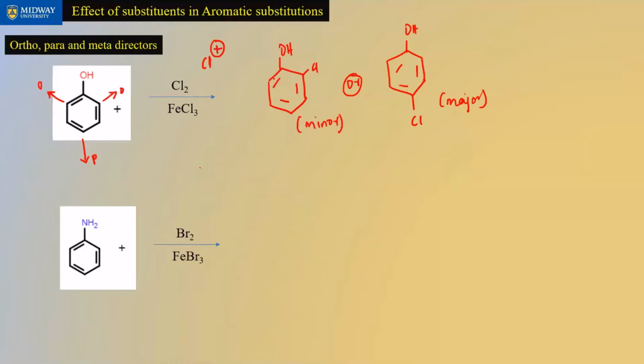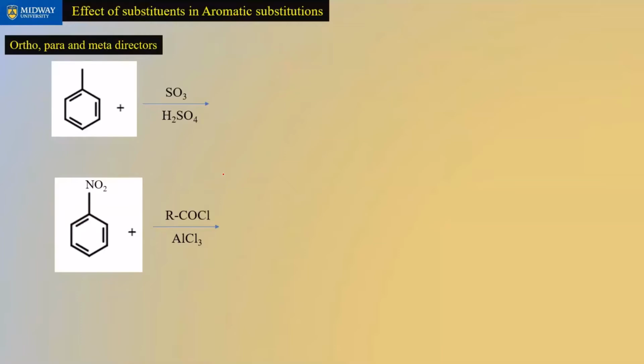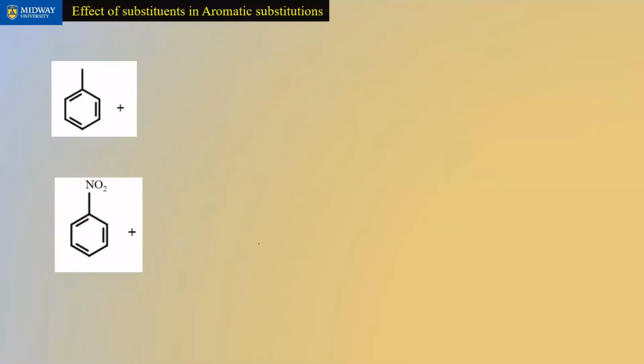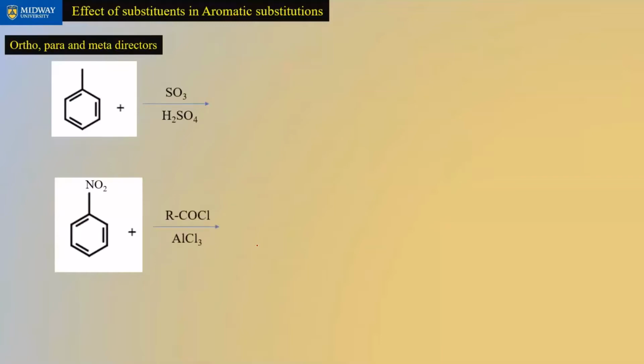Okay, I want you to practice this and also this. Let me go back. I want you to practice these and show me the product. Well, in this case, I'm going to say R, let's say CH3COCl, AlCl3. You have to use the chart to determine whether it's ortho, para, or meta.